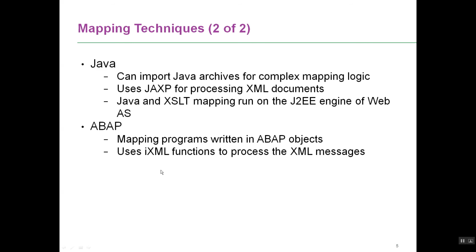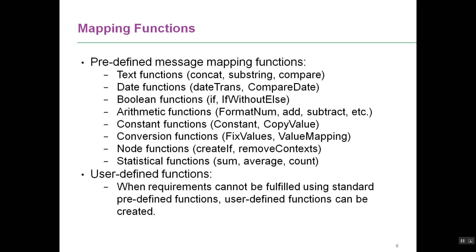So in summary, there are 4 different types of mapping techniques. One mapping technique that we have been using so far extensively is a message mapping or a graphical mapping. The second mapping technique is a XSLT mapping. The third mapping technique is a Java mapping, and the fourth mapping technique is an ABAP mapping.